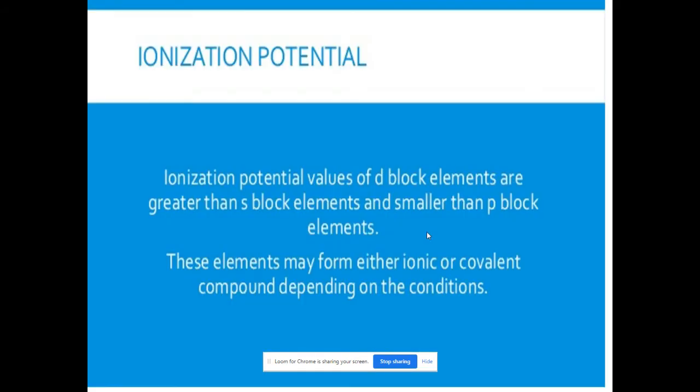The next property is ionization potential. Do you know the meaning of ionization potential? The minimum amount of energy required to remove the most loosely bound electron, or the valence electron, is called ionization potential. So, the ionization potential values of d block elements are greater than s block elements and smaller than p block elements. So, these elements form either ionic or covalent compounds depending on the conditions.